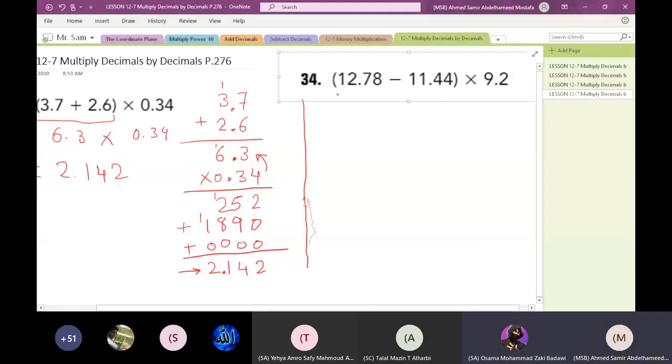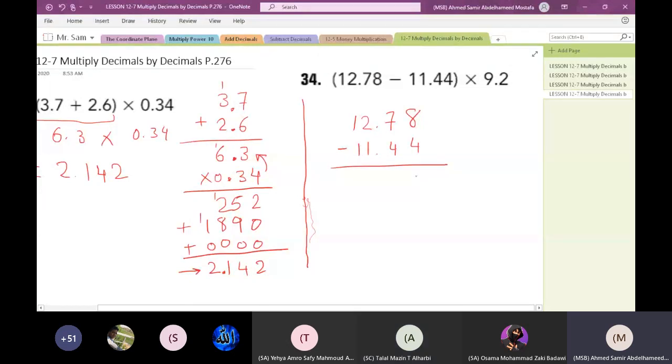12.78 minus 11.44. All right, so let's see here the subtraction first. 8 minus 4 is 4. 7 minus 4 is 3. This is the decimal point. And then 2 minus 1 is 1 and 1 minus 1 is 0. So this is the first part. The period finished. Okay, no, thank you very much.